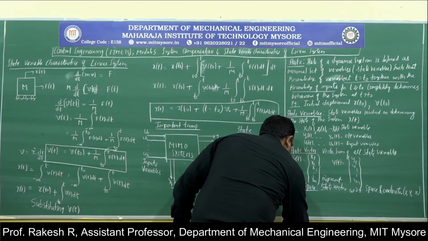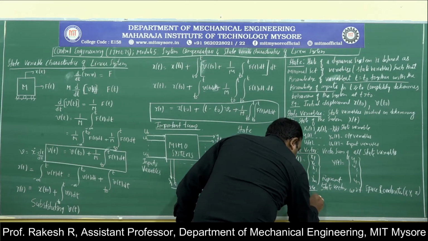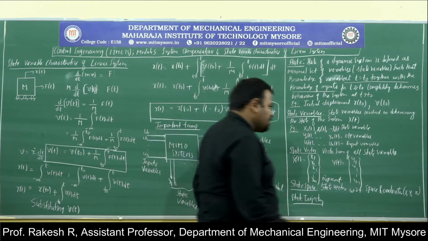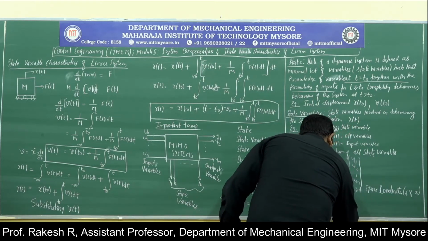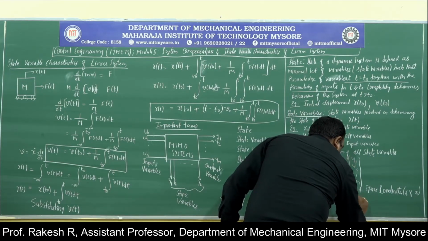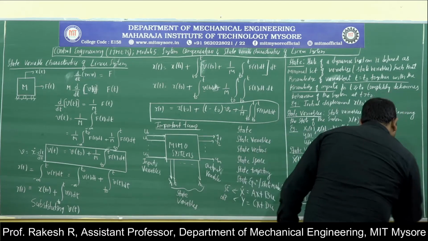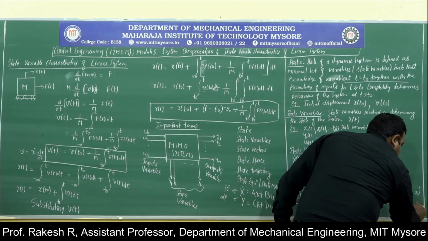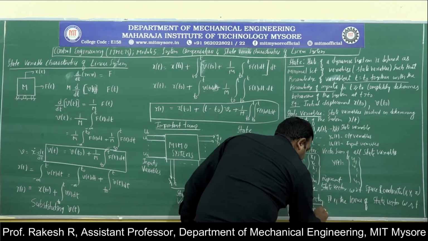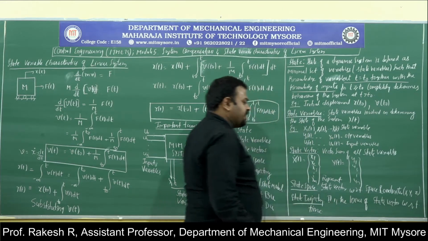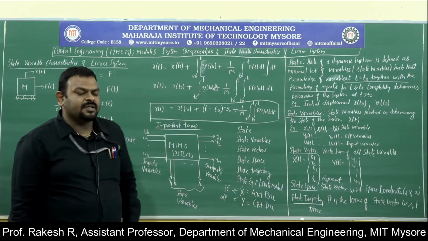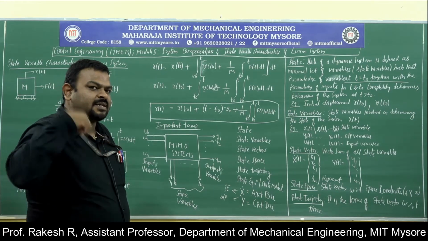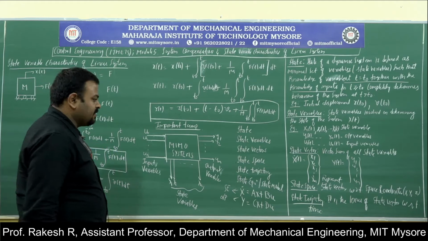Then state trajectory. Trajectory is basically a locus. It is the locus of the state vector with respect to time. State vector with respect to time. Whenever you consider a state space and state trajectory, here we will consider time as an implicit variable to the input.